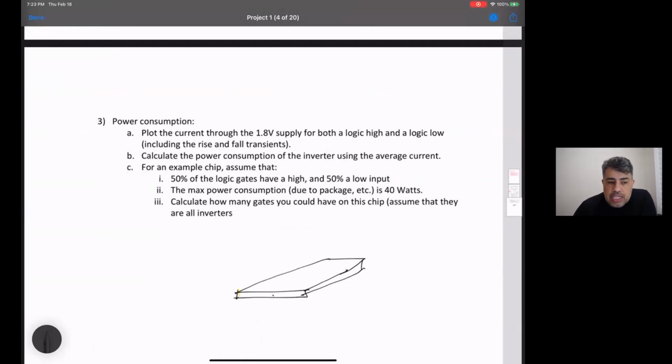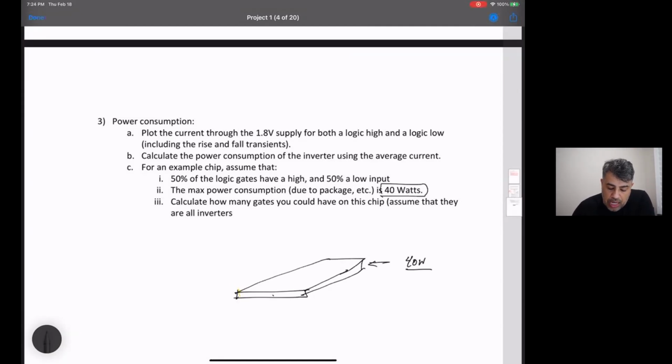And we said that economically, there's a maximum power you can remove per centimeter squared before it gets way too expensive or impossible to remove. In the case of this chip, let's call that 40 watts total power consumption that you can remove from this chip, and then you can still use it in your laptop with just a fan or something. So that's the idea behind this maximum power consumption.